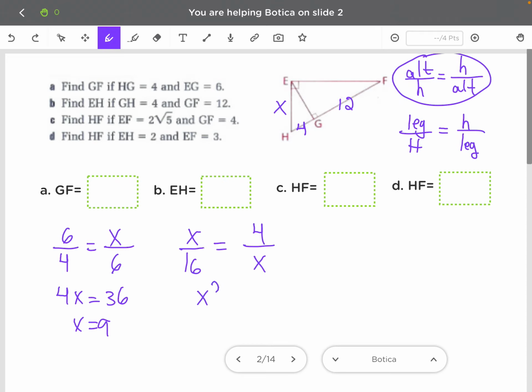So cross multiply. Take the square root of both sides. X is positive and negative 8. We can rule out negative 8 because we're looking for a side. So my x value here is 8.